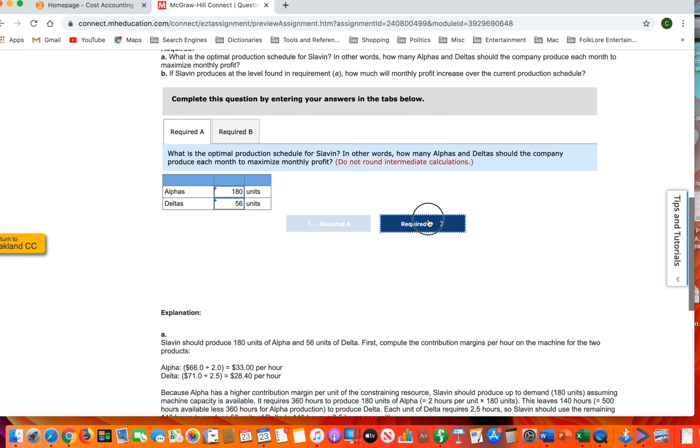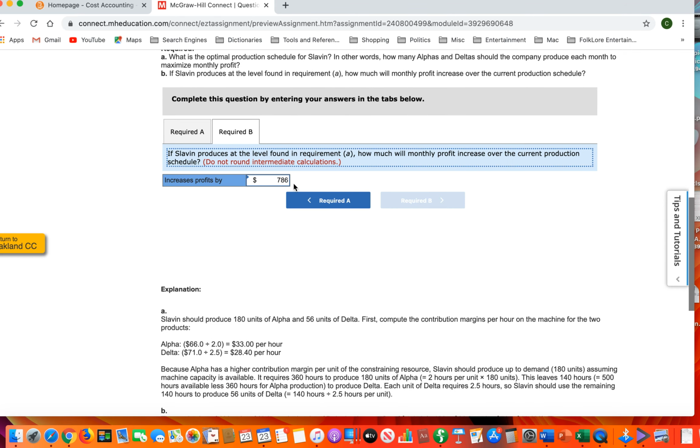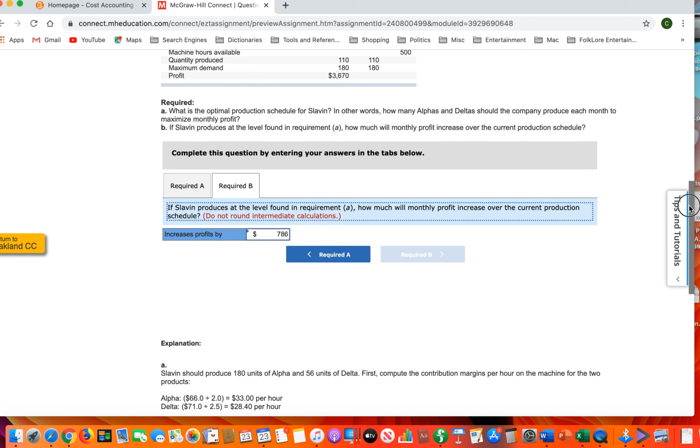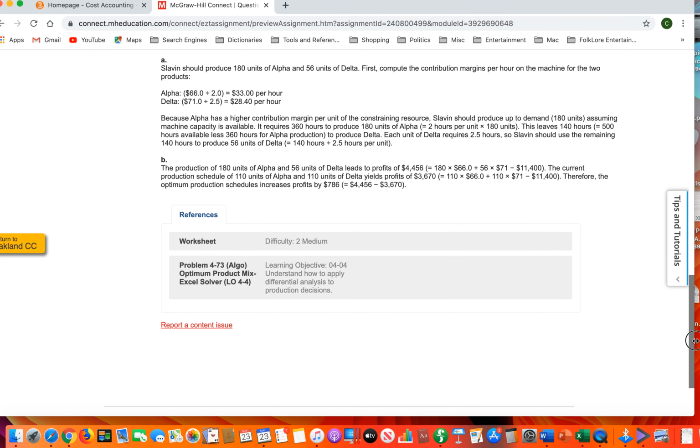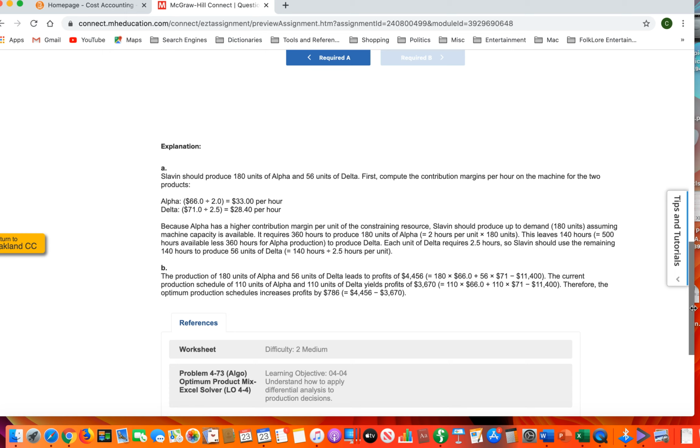And so that gives you your profit after you subtract your fixed cost. Okay, and there we go. So it's based on contribution margin per machine hour.